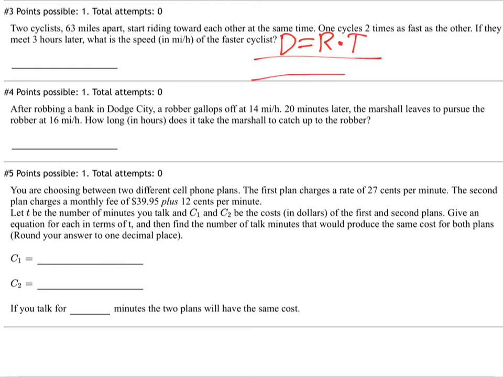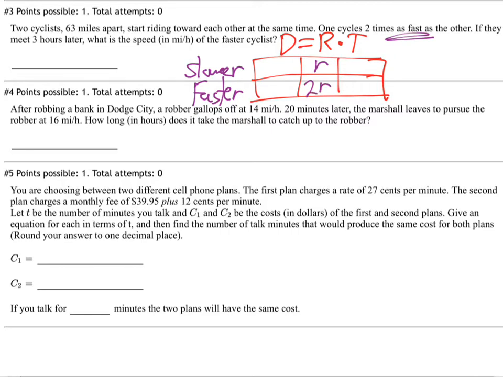Distance equals rate times time. So we have 2 boxes under each letter. We're going to do the same thing we do. We have the slower, faster. So the slower is R. The faster is 2 times as fast. Okay, same thing. 2R. Okay. 63 miles. That 63 is going to go down here, right?